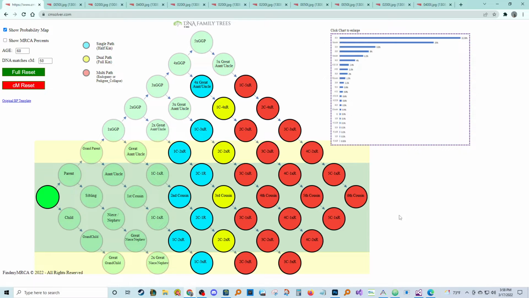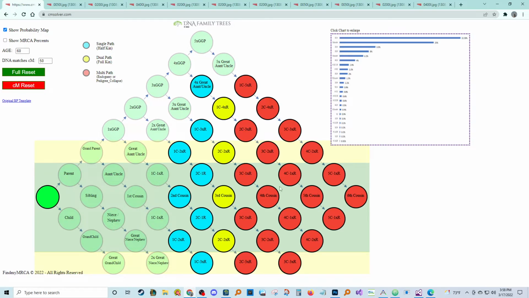Again, that is the power of this tool. Nobody has the comparative histograms. Nobody has the probability overlay. I mean, yeah, we show all the kinships, but we're the only one that shows the kinships for the endogamy and the pedigree collapse, the multi-pathing. The only one that distinguishes it so that you can visualize it. Okay, here's your single paths in the blue, here's your dual paths in the yellow, and if they're in red, they're a multi-path. Okay, they're a multi-path.